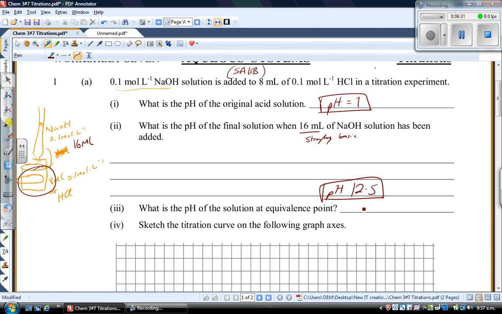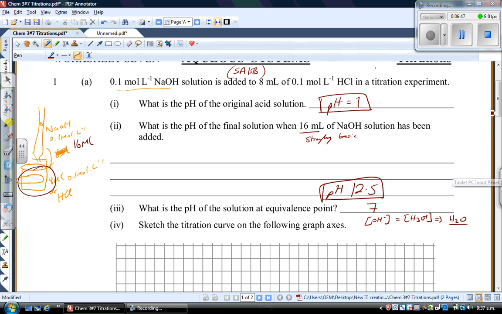Well, for a strong acid, strong base, the pH is always 7, because you get equal concentrations of hydroxide ions and hydronium ions, and they set up that equilibrium and form water. So this is a pH of 7.